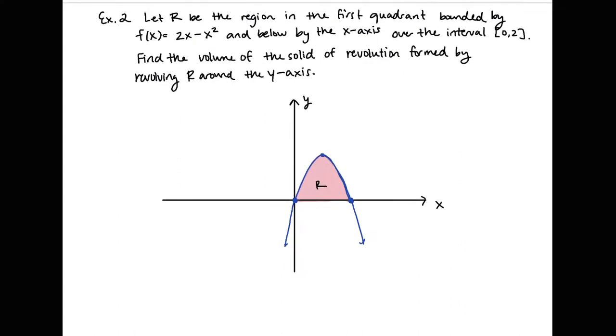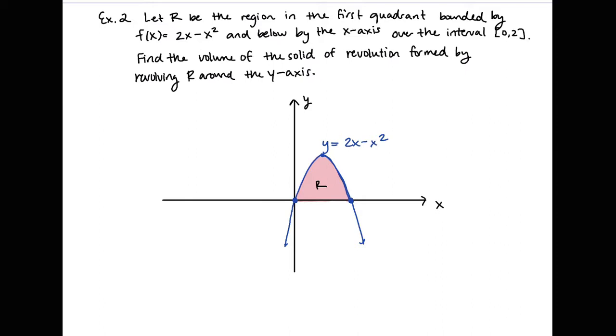We're going to let R be the region in the first quadrant bounded by f of x equals 2x minus x squared and below by the x-axis over the interval of 0 to 2. And we went ahead and sketched that out. A lot of talk for what that is, but it ends up being this parabola, looking at the region that's in the first quadrant. We're going to find the volume of the solid of revolution formed by revolving this region around the y-axis.